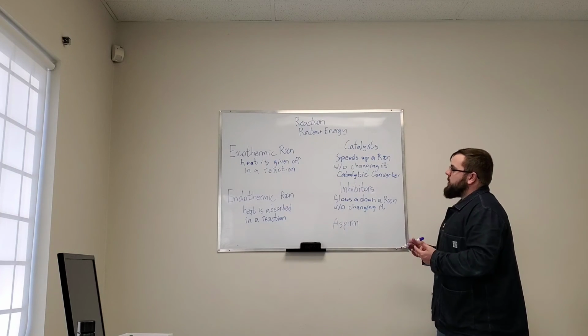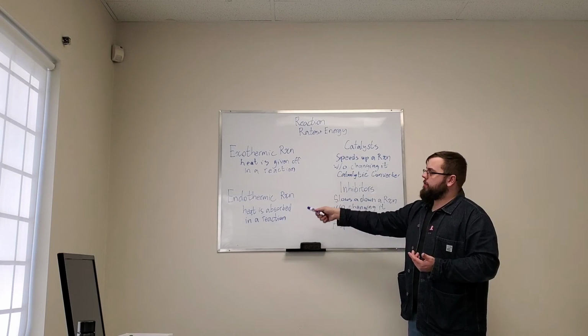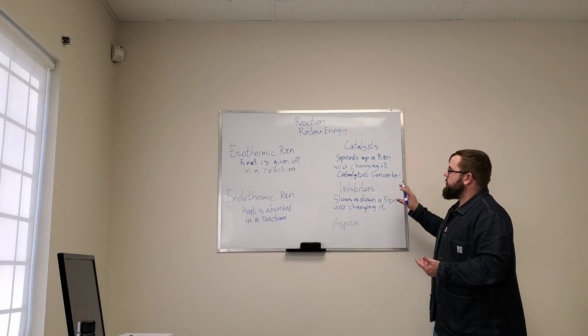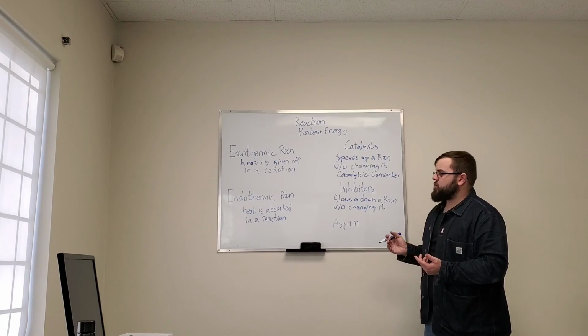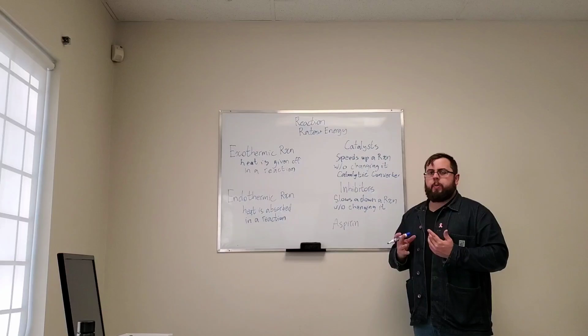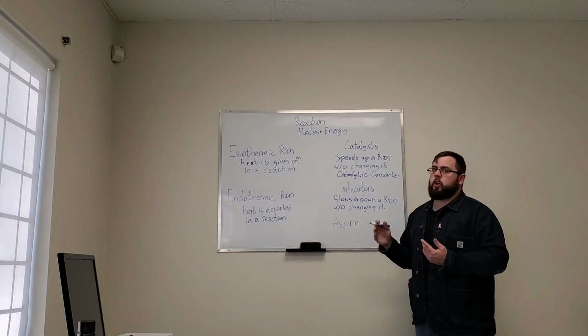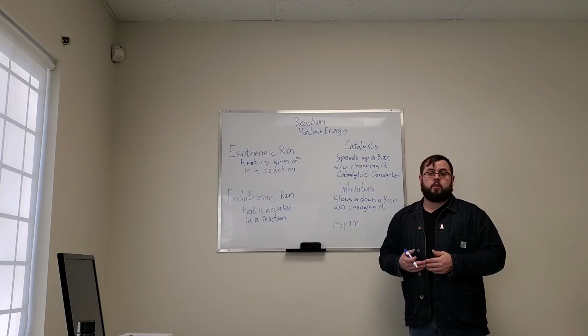So that is basically it for this video. We have different types of reactions, some where heat's given off, some where heat is absorbed, and then two different ways to influence the speed of the reaction. It's just a little bit of extra information I want you to write down, include in your notes. But this is important stuff going into chemistry next year and the year after.